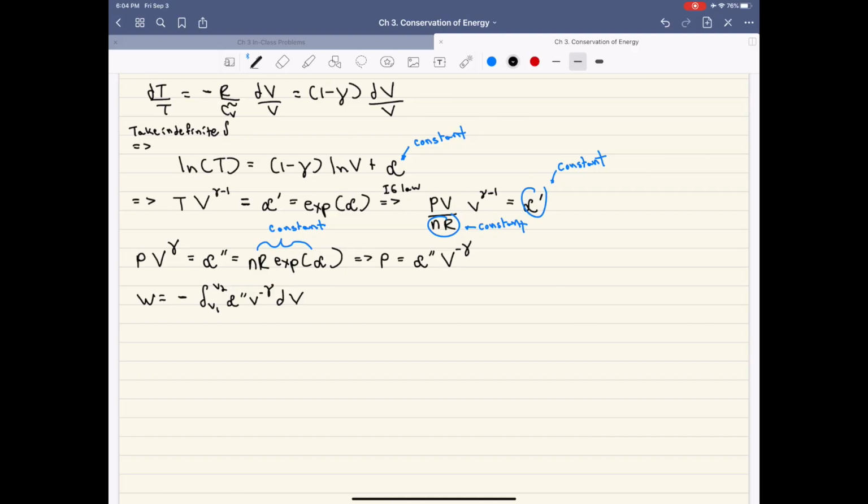And so what I get is that negative alpha prime, which is a constant, and then if I do work out that integral, I get this. V2 to the negative gamma plus 1 minus V1 to the negative gamma plus 1. All right? And then I'm going to distribute across this alpha double prime.